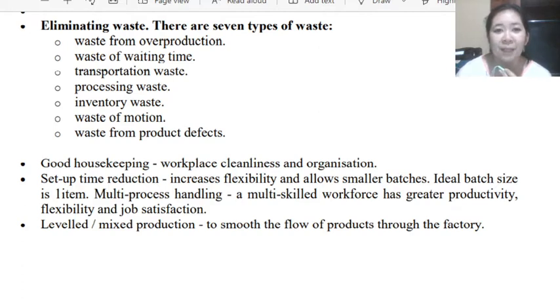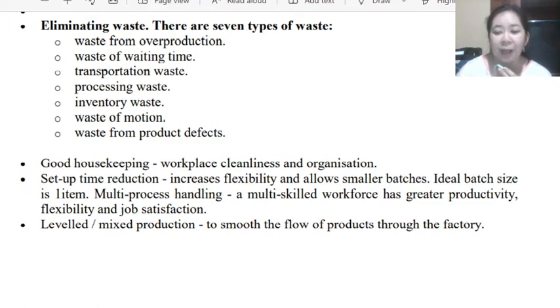Okay, so meaning it will increase flexibility and will allow smaller batches. Okay, this is ideal for batch size for the items. So multi-process handling also, a multi-skilled workforce has greater productivity, flexibility and job satisfaction.